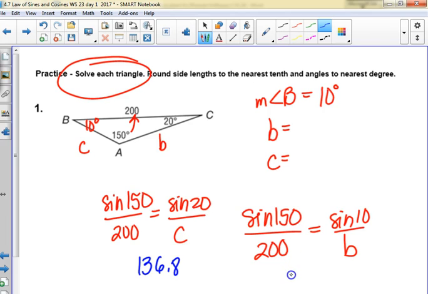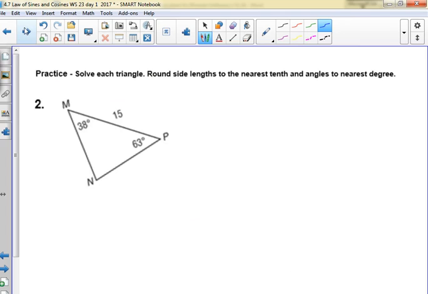Am I going too fast, and are you all good with typing in proportions without too much thinking? Okay, 69.5 for B, anybody? Is there anybody needing help with getting these answers to work out? All right, so that's law of sines.